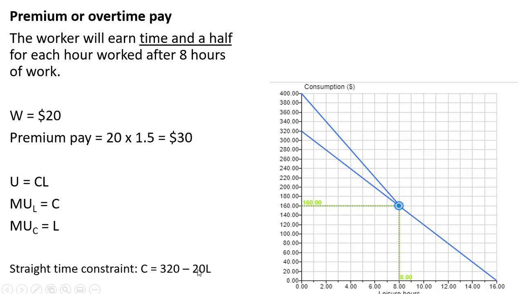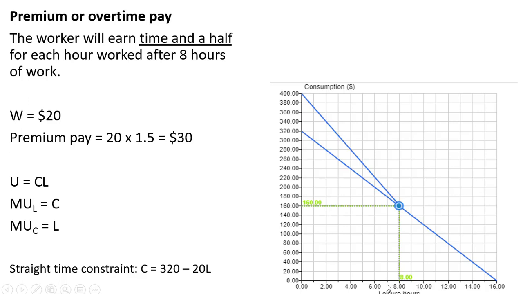And if we were to graph this equation, notice the vertical intercept is 320, which I have graphed here, and it has a slope of minus 20, which is just minus the wage. So it's going to look like this, a straight line here. Horizontal intercept is 16 hours of leisure. Vertical intercept is 320. With the time and a half, any hours worked in excess of 8.